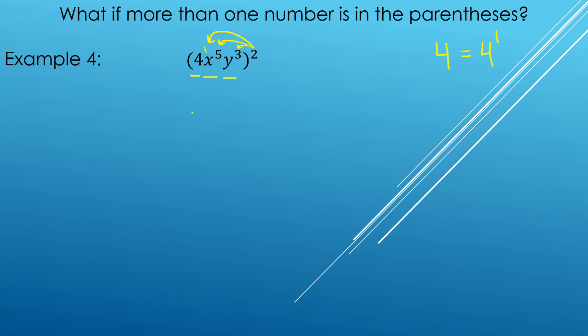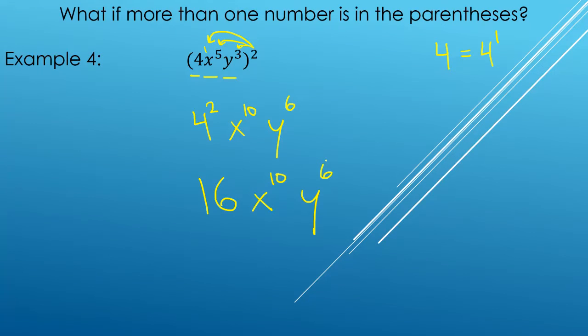So let's see what that looks like. We should have 4 to the second, because 1 times 2. X to the 10th, because 5 times 2. And y to the 6th, 3 times 2. We can simplify this a little bit because I can figure out what 4 to the second power is. 4 times 4 is 16. X to the 10th, y to the 6th.